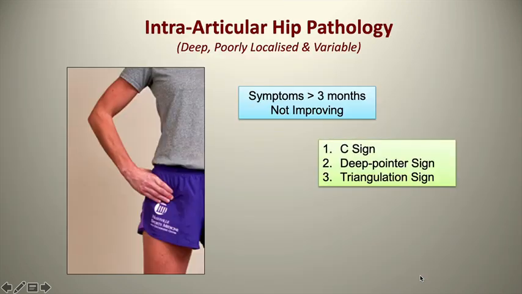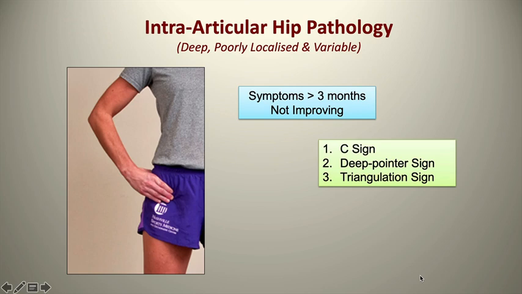If you're suspecting more intra-articular, they might present with the typical C sign, the deep pointer sign, and the triangulation sign, which I go through on the course. And that will give you an idea whether it's more deep-seated. And as I mentioned, the most common is either OA, hip impingement, or hip dysplasia.